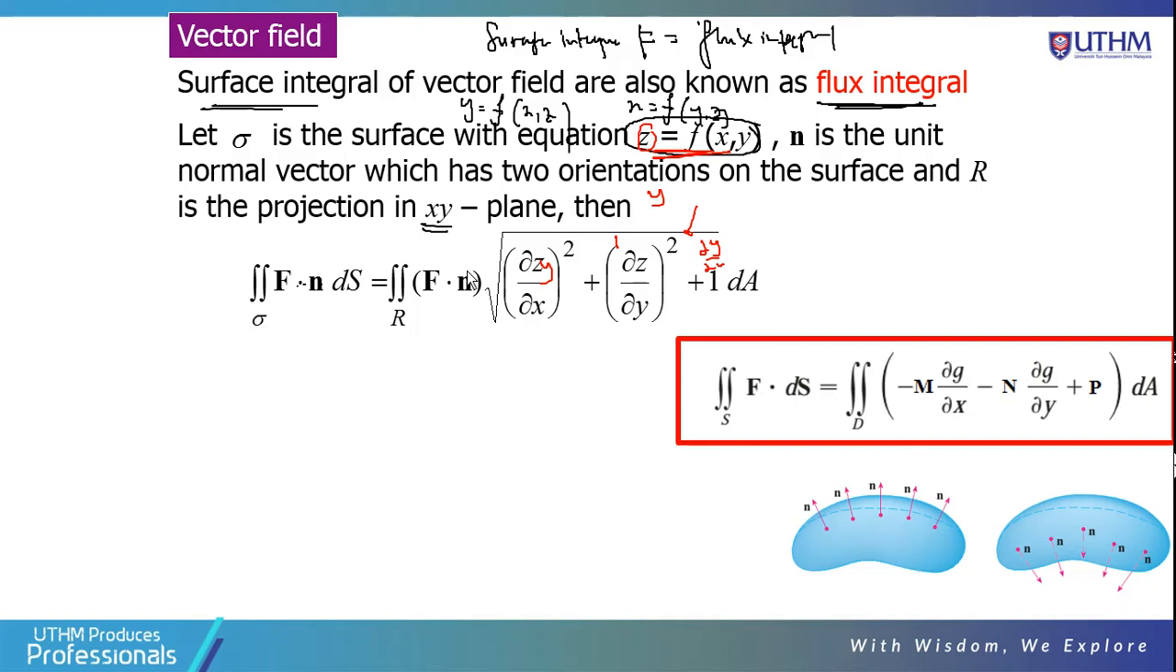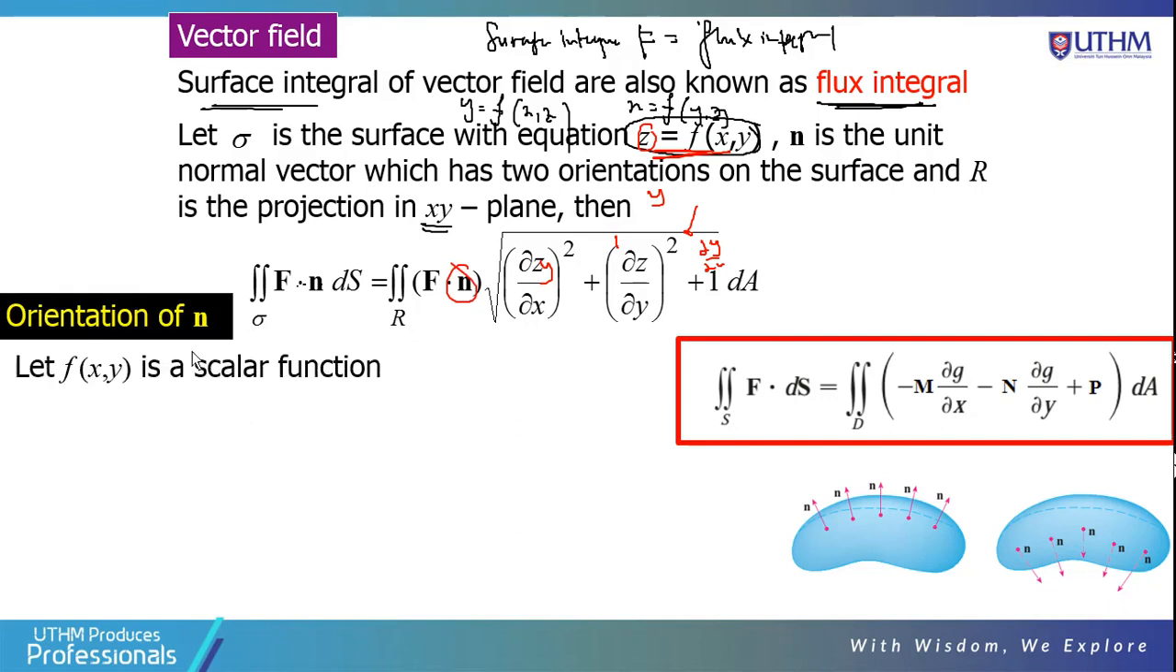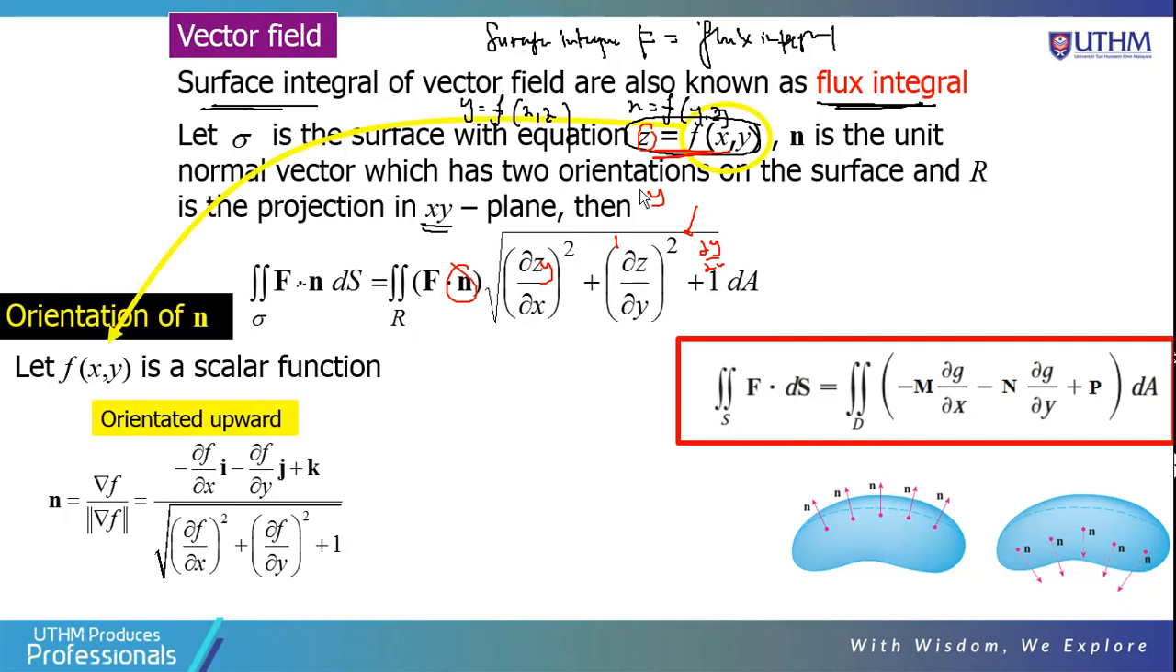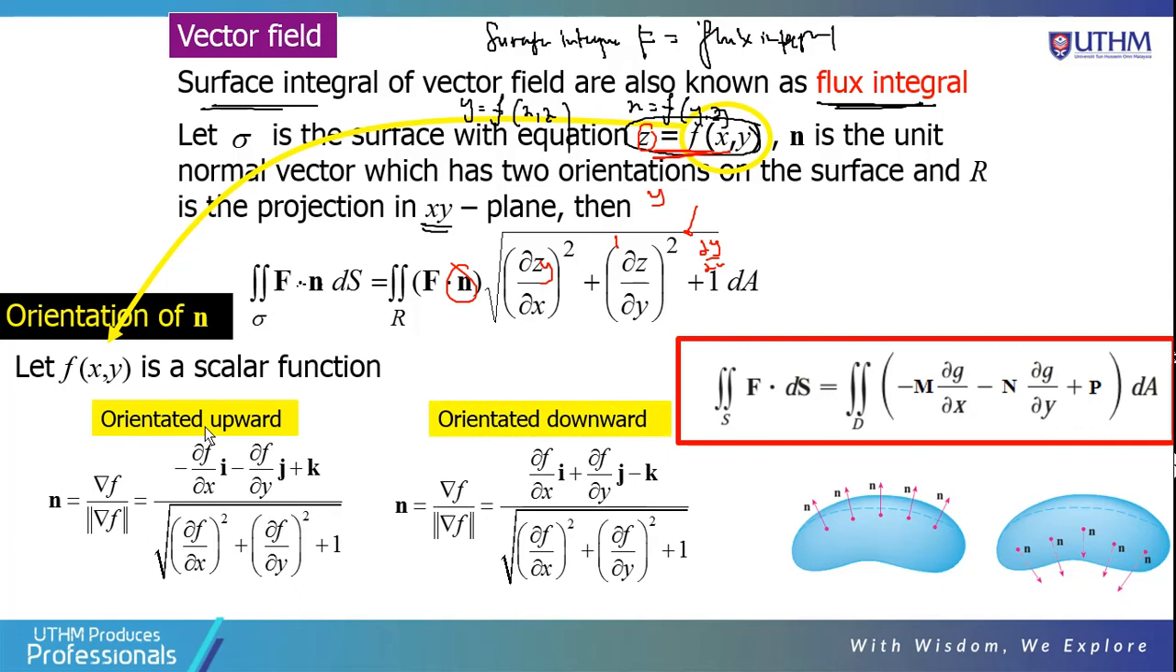Okay, so n is the orientation. This one is a scalar field, so you can solve using this formula. Okay, i, j, k. This is for upward, this one downward. If we look at the surface from above, this one is upward. If the surface faces downward, this one we call downward.